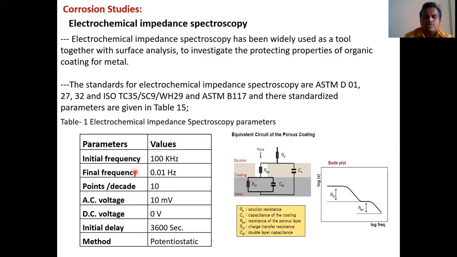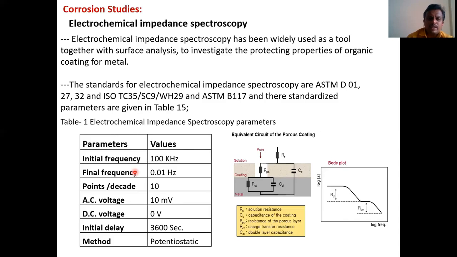So what is impedance? You know what resistance is. In Ohm's law, V is equal to IR, so resistance is equal to potential upon current. But in resistance, we consider direct current. Here in impedance, we are considering alternating current. That is the only difference. So impedance is nothing but the alternating current voltage and alternating current that will be considered. That is the impedance.